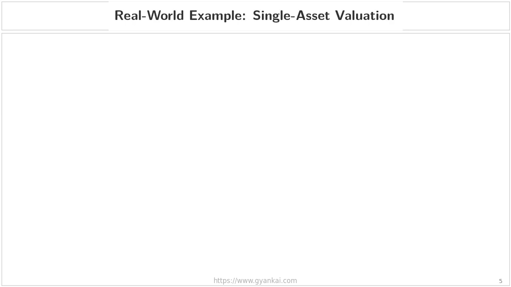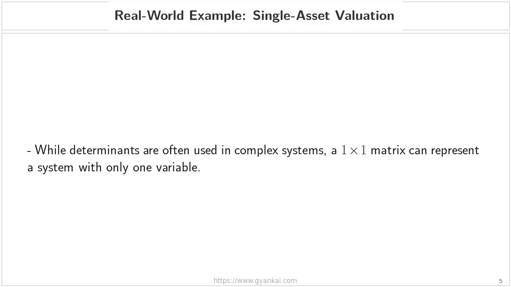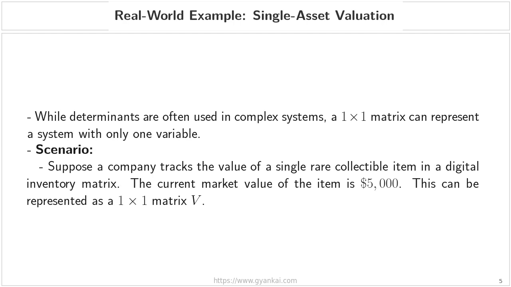Real-world example, single asset valuation. Now that we have mastered the rule and the step-by-step process, let's look at how this applies to a real-world scenario. While you will often see determinants used to solve much more complex systems involving many variables, a 1-by-1 matrix is perfect for representing a system that has only a single variable. To illustrate this, let's imagine a scenario. Suppose a company is tracking the market value of a single, rare collectible item within their digital inventory. Currently, the market value of this item is $5,000.